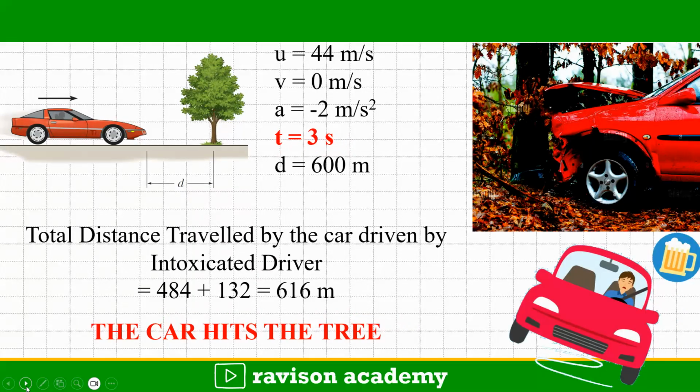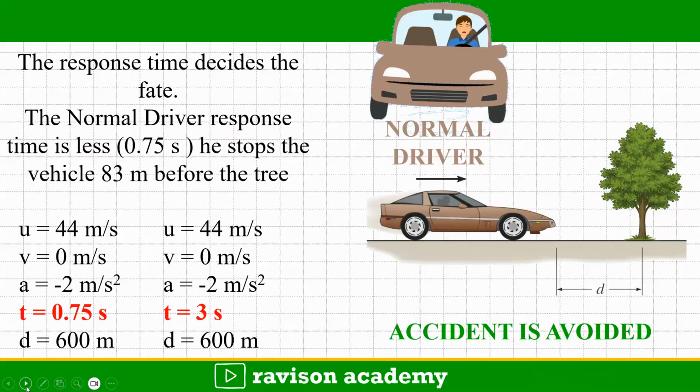But in the case of the drunken driver, he takes 3 seconds to react and apply the brake. So the total distance here is 132 meters plus the initial 484 meters, so totally 616 meters the car will travel. The initial distance is 600 meters, so the car definitely hits the tree and causes an accident.